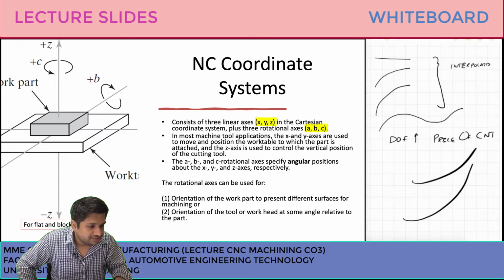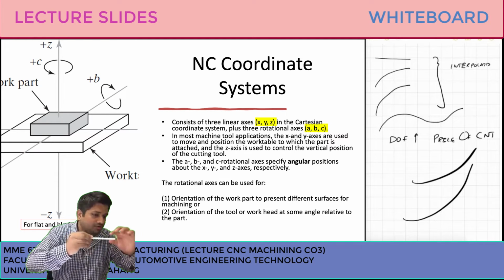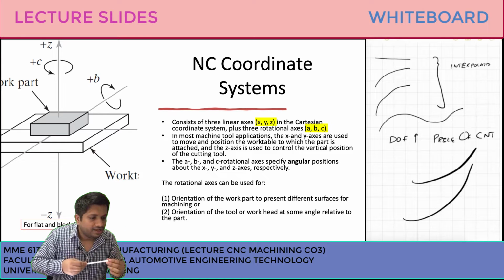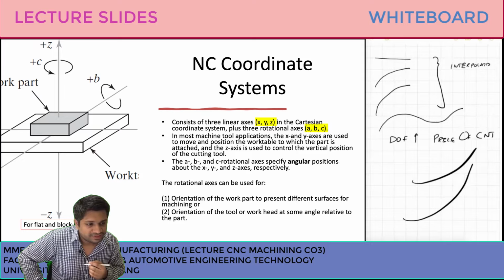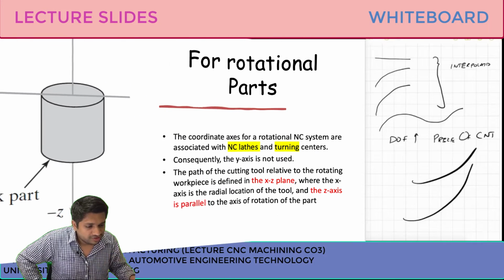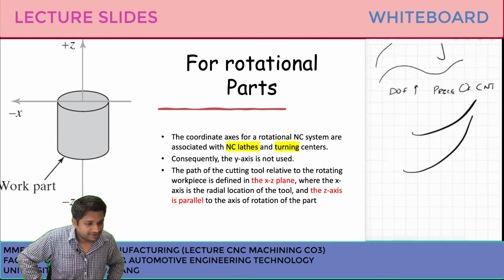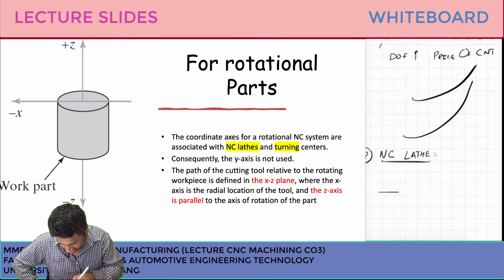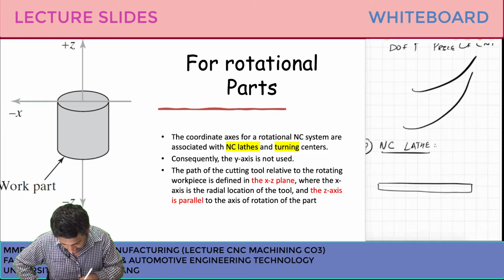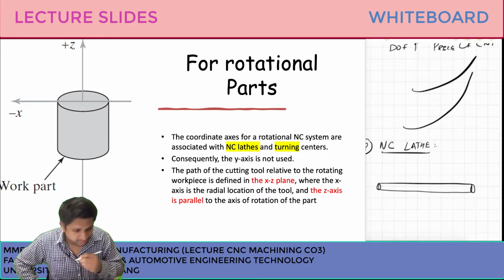Let's move to rotational parts, those parts which are round, which are tubular. How do we define the coordinate system for these types of parts? These are the parts used in CNC lathes or NC lathe machines. You already know that a lathe machine is primarily used to create tubular or circular parts.